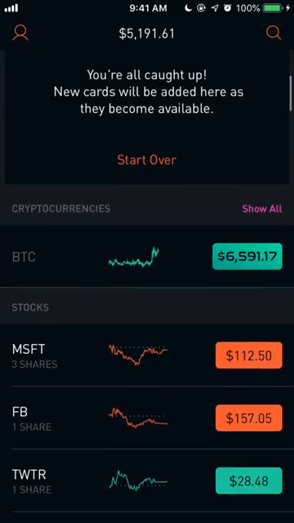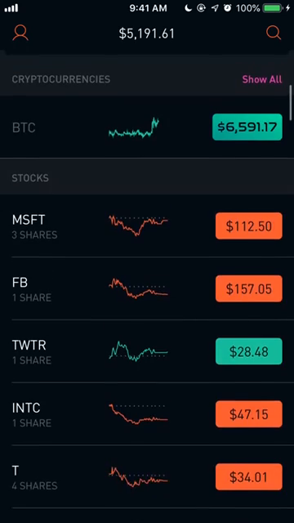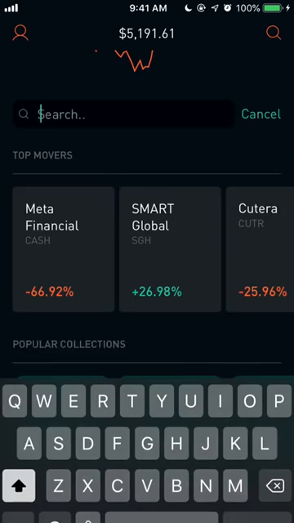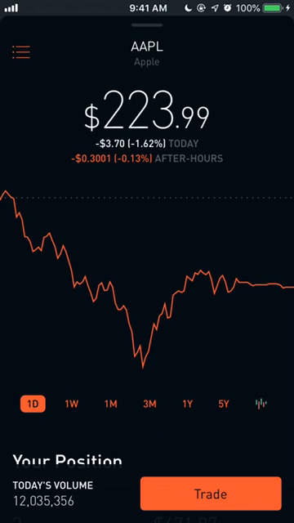But another way, if you already have the stock looked up and added, either if you own it or if it's on your watch list, is you can also scroll down here. But I'm just going to type in a stock up here. So the first stock I'll type in is Apple, just to show this as an example.